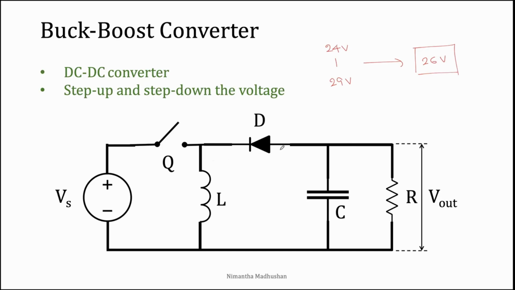And if we consider the basic circuit arrangement, this is the basic circuit diagram. Here we have one diode, switching element, inductor, and one capacitor. The elements are similar to the buck converter and the boost converter, but the arrangement is different.